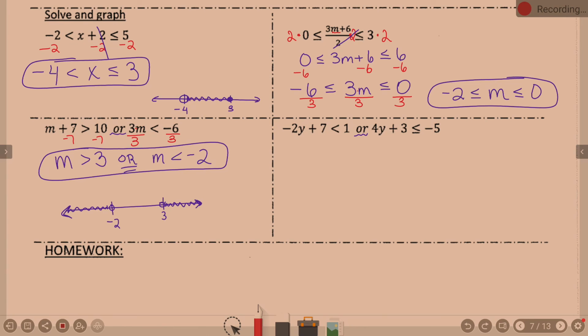-2, -7. -2y plus 7 less than 1. If it's -2y plus 7, you subtract. Okay, what am I going to subtract? The 7. If it's -2y plus 7, we're going to subtract 7.